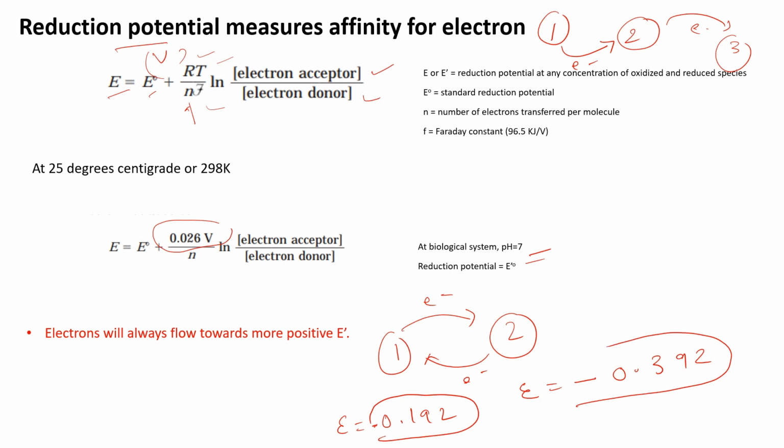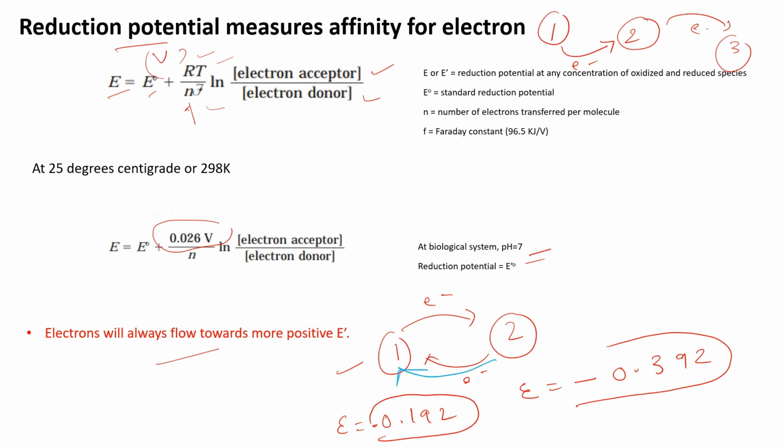Now you tell me in which direction the electron will flow, or among compound 1 and 2, which can act as an electron acceptor? 1. Because electrons will flow towards the more positive. More positive E means more affinity for electrons. So compound 1 has more affinity for electrons compared to compound 2. Hence compound 2 can donate electron to compound 1.